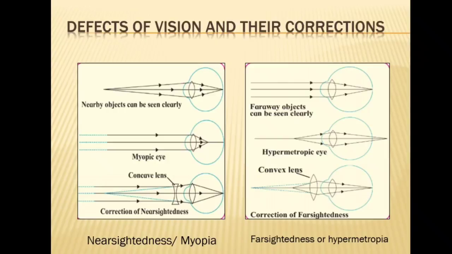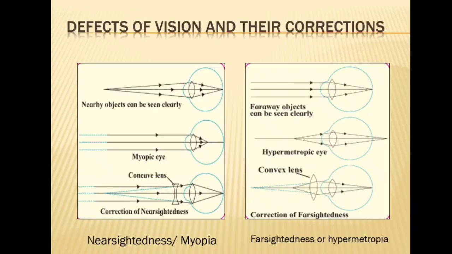There are two reasons for farsightedness: the curvature of the cornea and the eye lens decreases, so that the converging power of the lens becomes less. Due to the flattening of the eyeball, the distance between the lens and the retina, that is the screen, decreases.